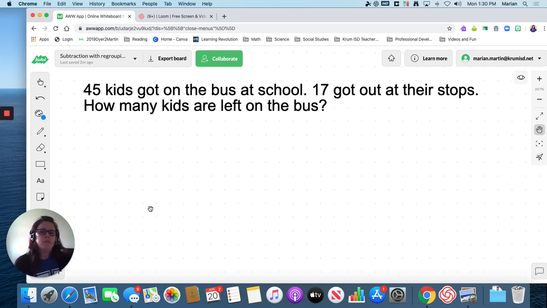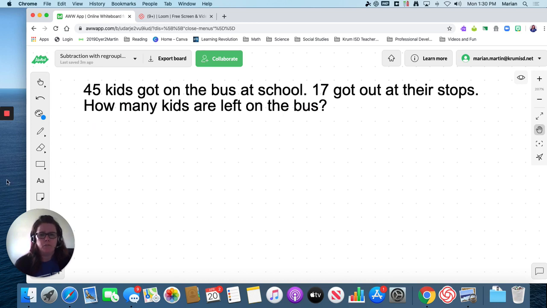So cubes is C-U-B-E-S, and the first letter in cubes is C, circle the numbers. The second letter is U, which means underline the question. The third letter is B, and we're going to put blocks or boxes around any important words or keywords. And then we're going to E, evaluate and prepare to solve, and S means we're going to actually solve the problem.